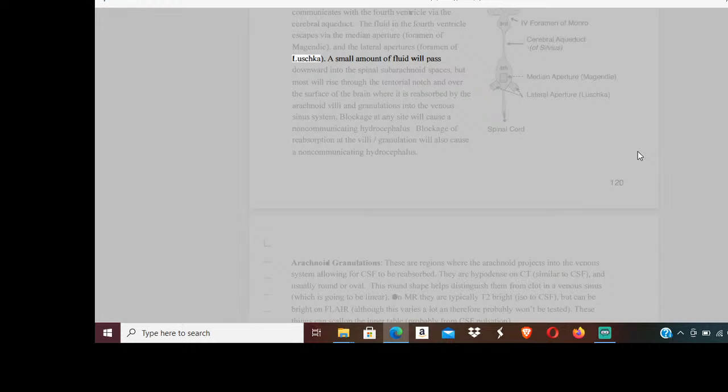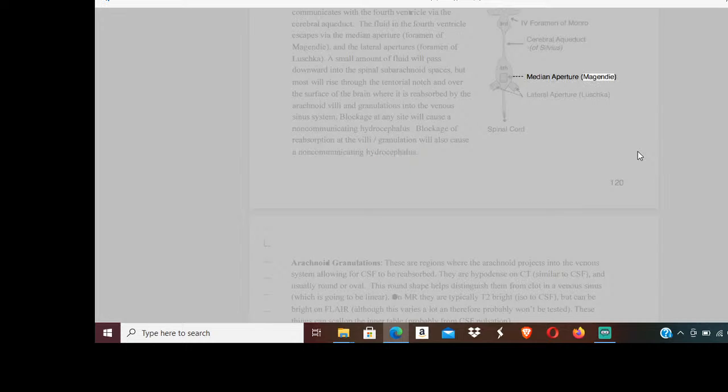A small amount of fluid will pass downward into the spinal subarachnoid spaces, but most will rise through the tentorial notch and over the surface of the brain, where it is reabsorbed by the arachnoid villi and granulations into the venous sinus system. Blockage at any site will cause a non-communicating hydrocephalus. Blockage of reabsorption at the villi and granulations will cause a communicating hydrocephalus.